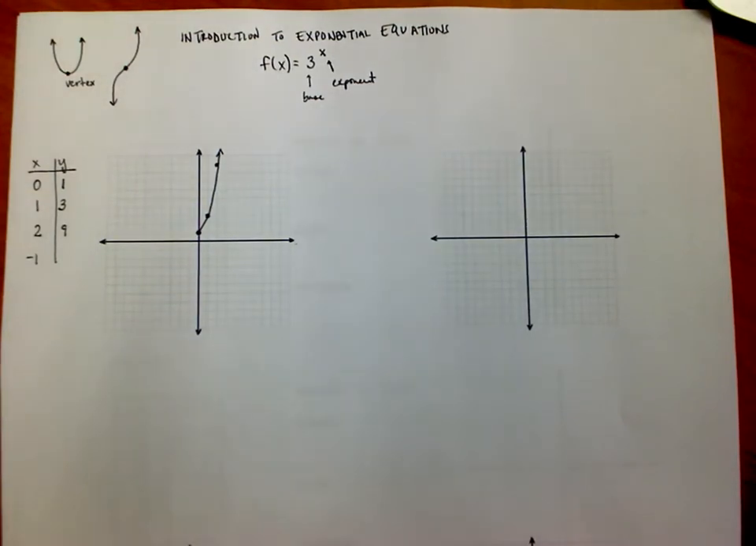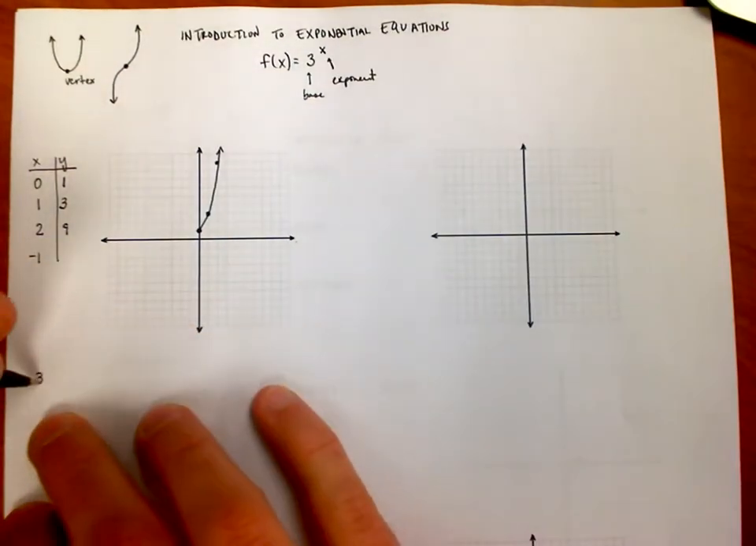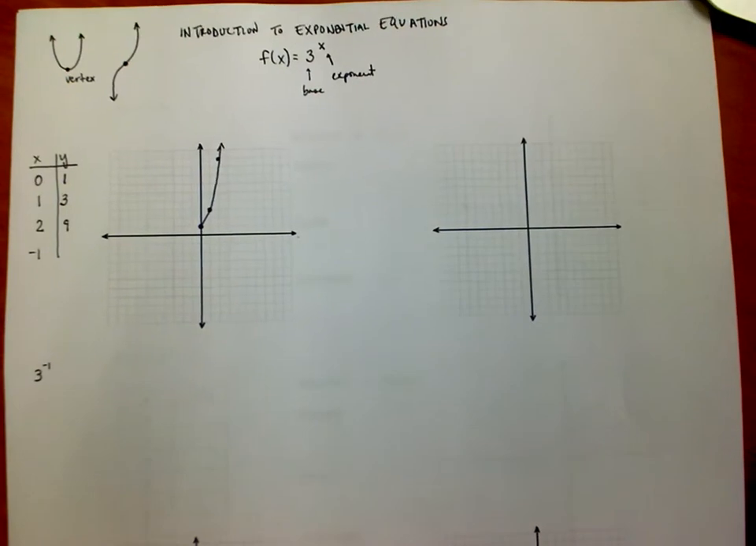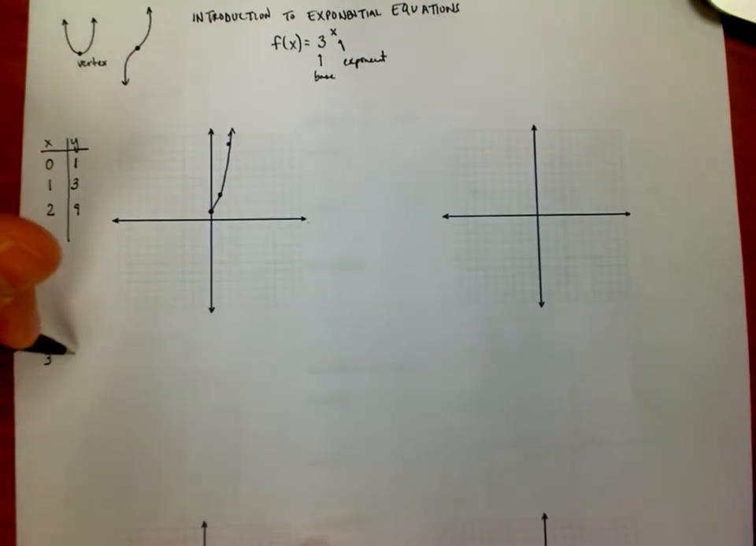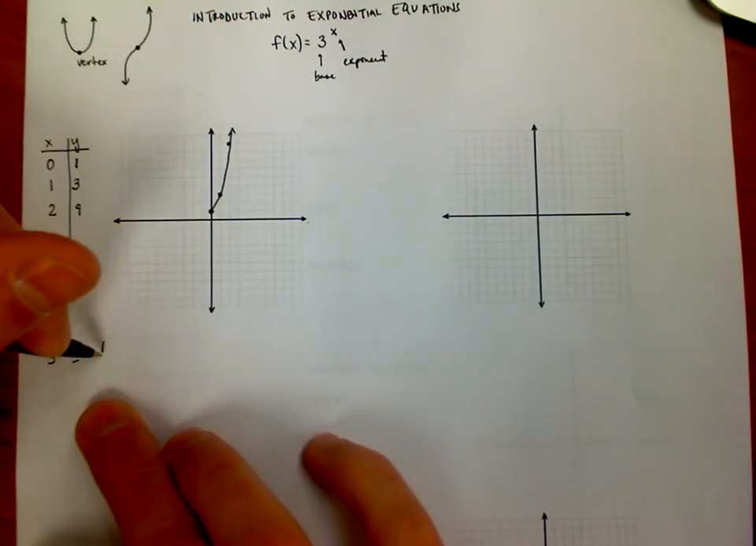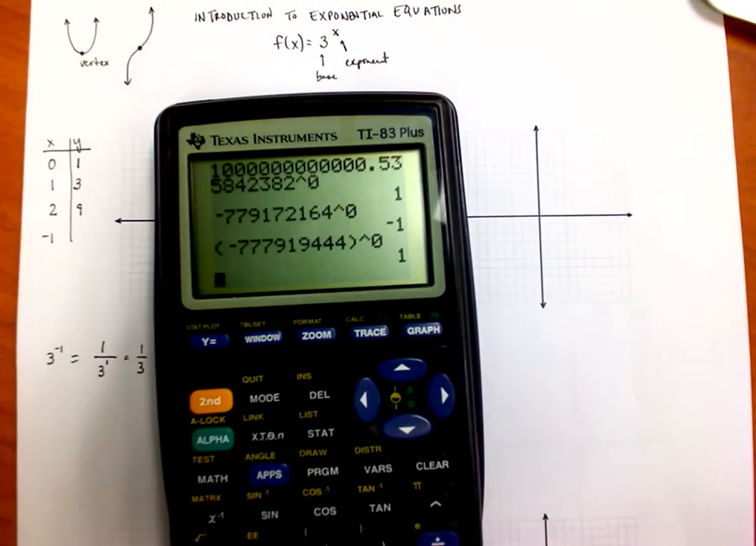What happens if I put a negative 1 in? Well, that would be 3 to the negative first power. I'm going to write it down here for the sake of space. What is 3 to the negative first power? If you remember from our rules of exponents that we did last chapter, I can move it to the bottom of a fraction and call it a positive first power, right? So that's just 1/3. Let's see if that corresponds with what we see on the calculator.